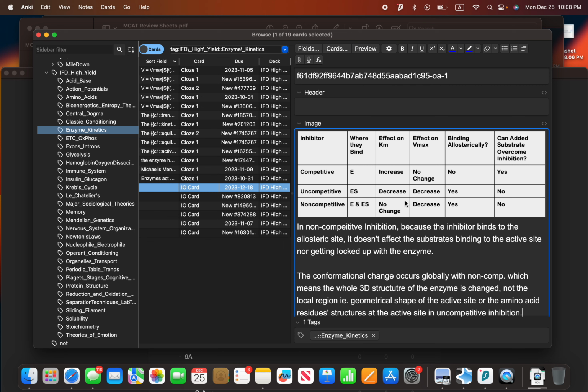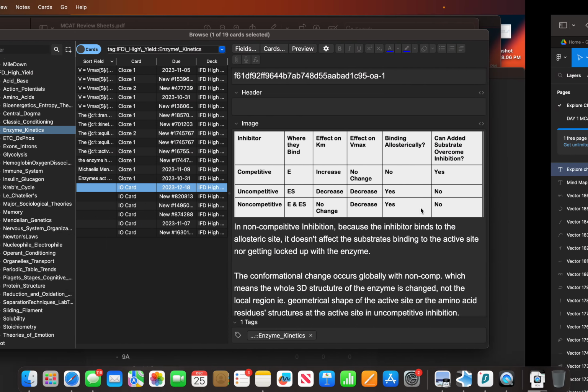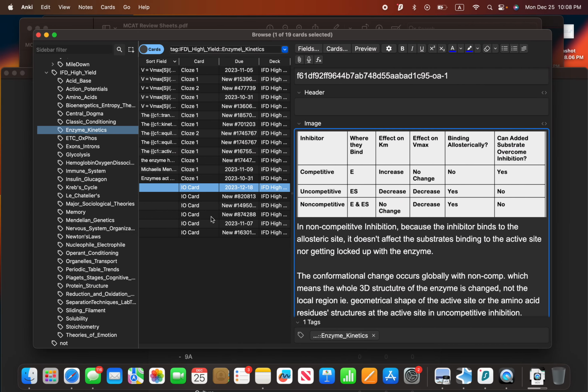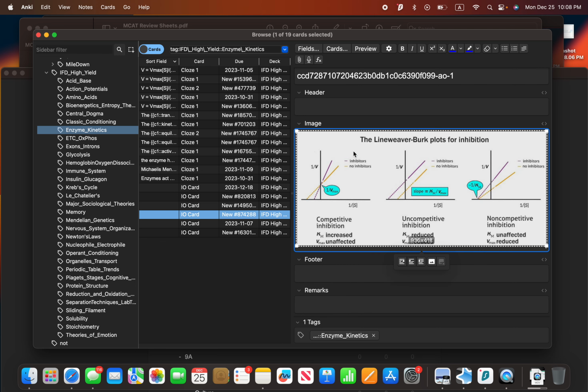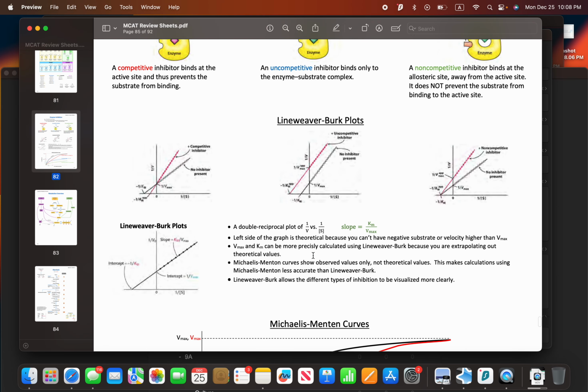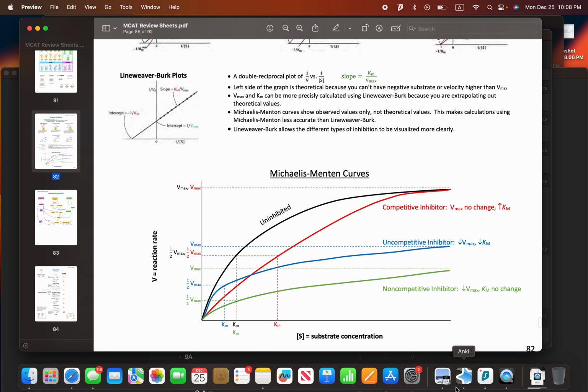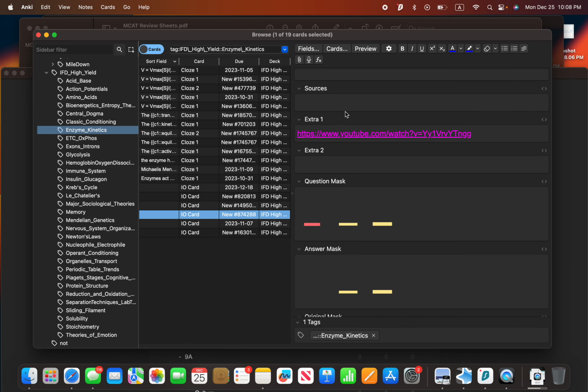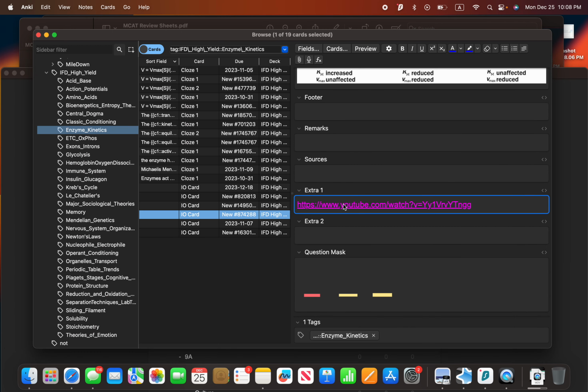Amazing. We have fully grasped this part. Now here comes what's left, the Lineweaver-Burk plots and the Michaelis-Menten. Let's actually watch the YouTube video on this.